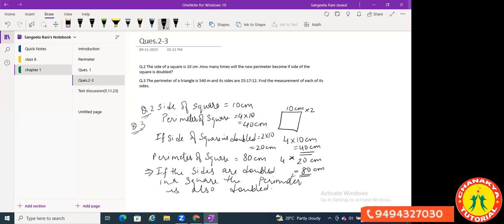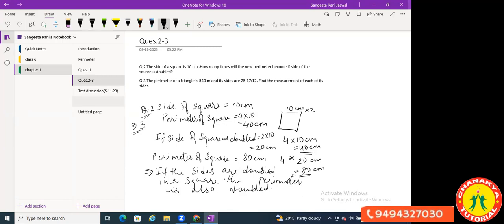The perimeter of a triangle is 540 meters. Its sides are in the ratio 25 is to 17 is to 12. Now see, the sides of a triangle are given in ratio form. Find the measurement of each of its sides. These are not the sides given. These are the ratios of the sides: 25 is to 17 is to 12.